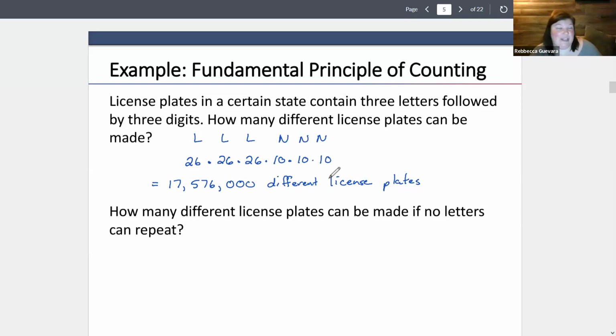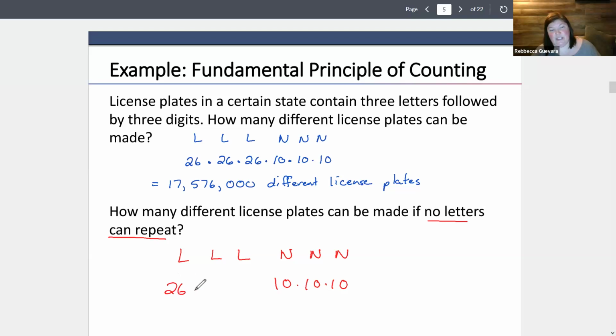And of course, we know some are going to be vanity plates. So this part changes it just slightly. How many different license plates can be made if no letters can repeat? So same setup, 3 letters, 3 numbers. The number of numbers I can have doesn't change here. It's the letters that are affected.